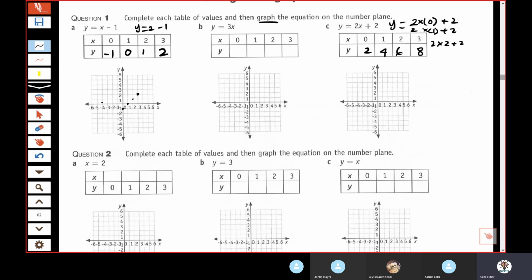If you've done it right, you should be able to see a nice straight line. And then you pretty much draw a line that goes all the way through that and all the way through that. You draw your arrowheads and you get yourself full marks for that. And again, when x is 0, y is 2. When x is 1, y is 4. X is 2, y is 6. X is 3, y is 8. And you draw a line like that.